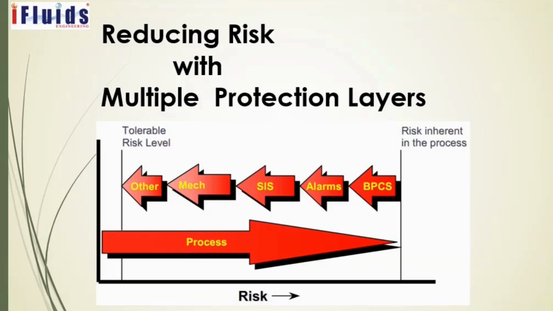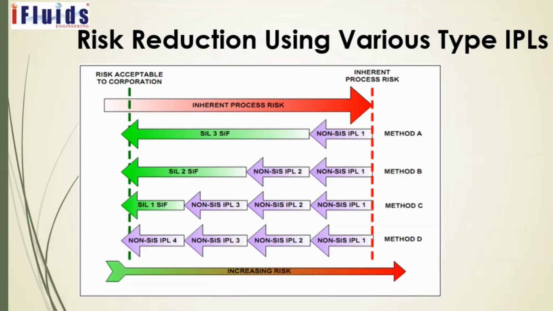So only BPCS is available, you see the risk is almost 90%. But when BPCS with the alarm is available, it still reduces the risk. If the SIS is also available, it's less than 50%. So with the mechanical protection, it becomes almost 80 and other. So risk reduction using various types of layers, you can see it very clearly from here.